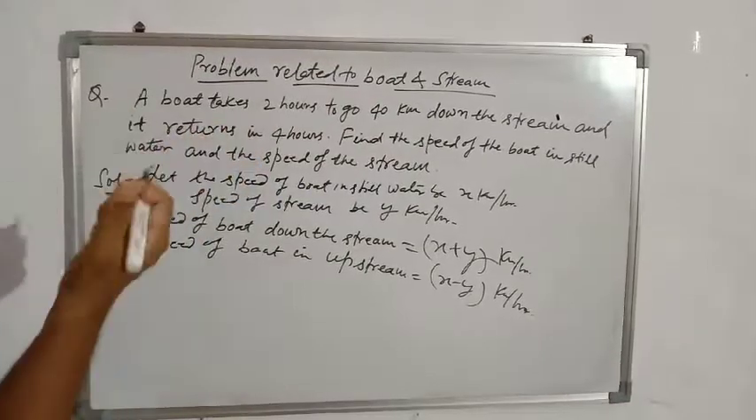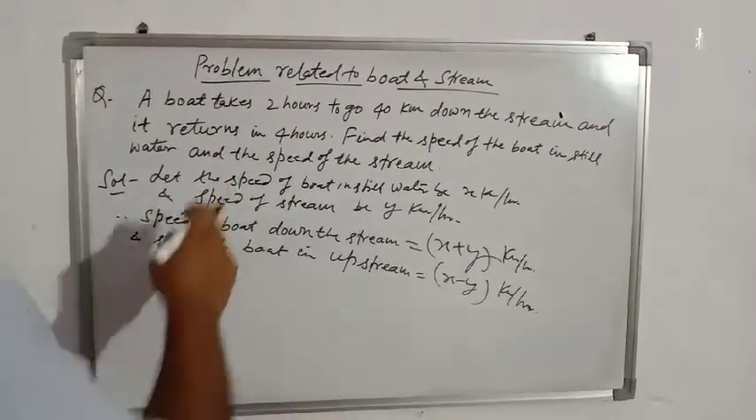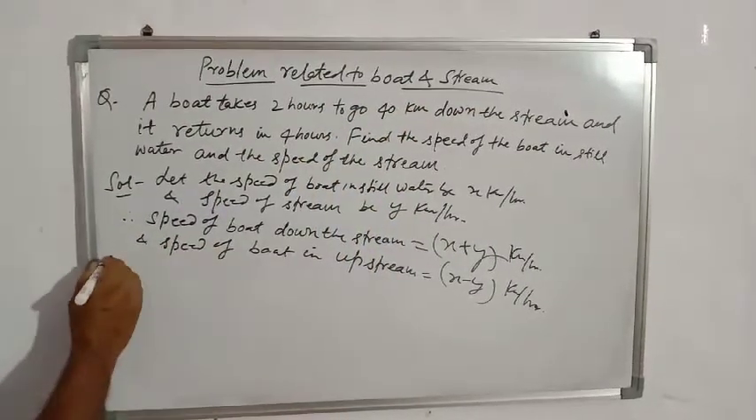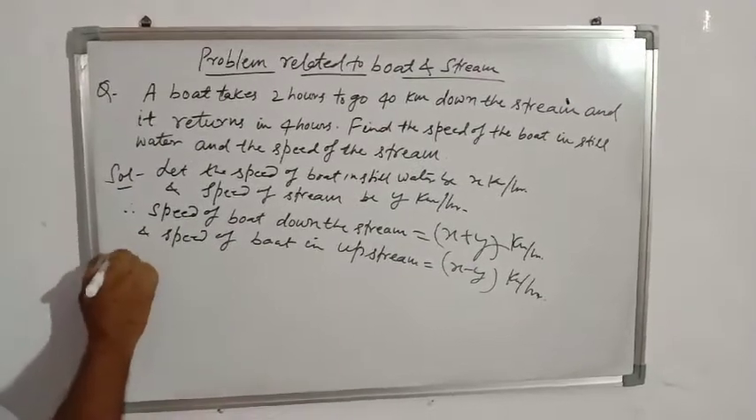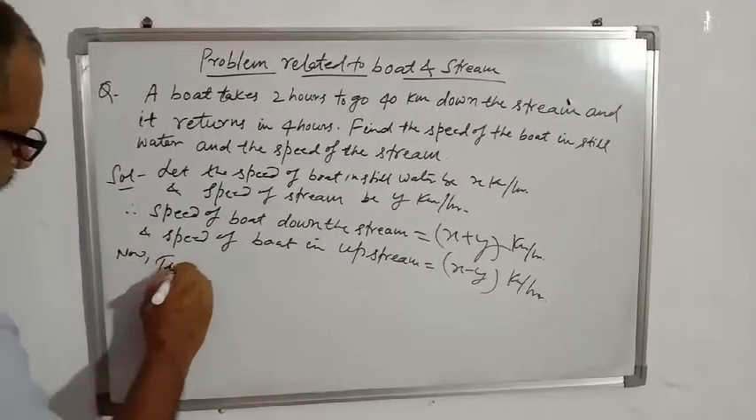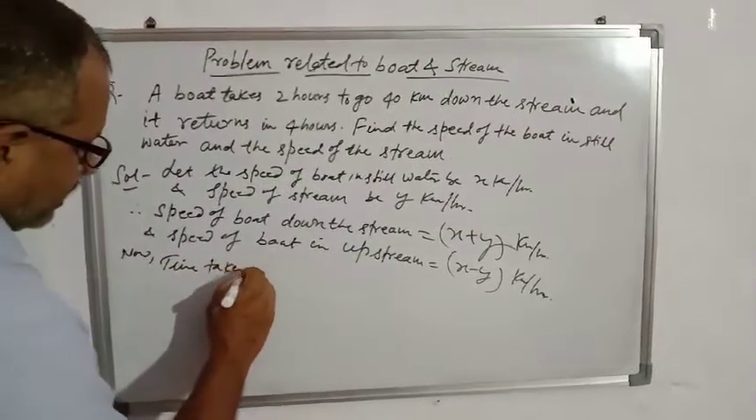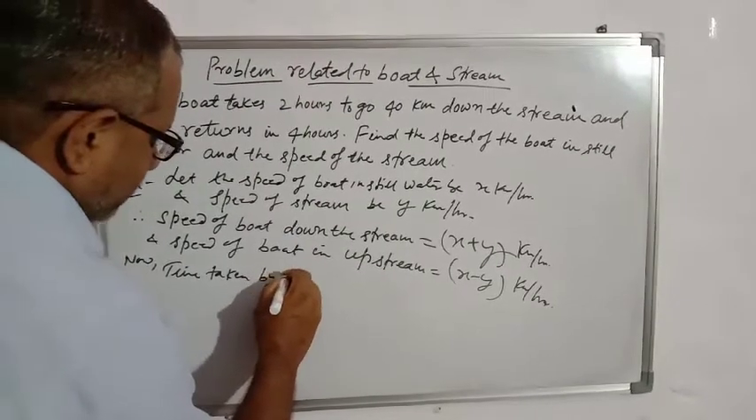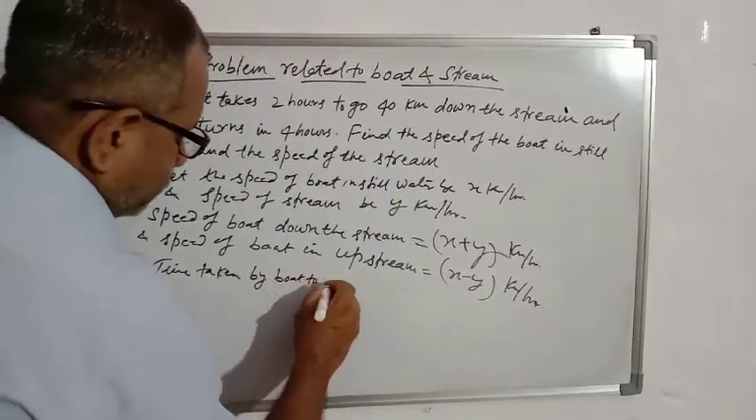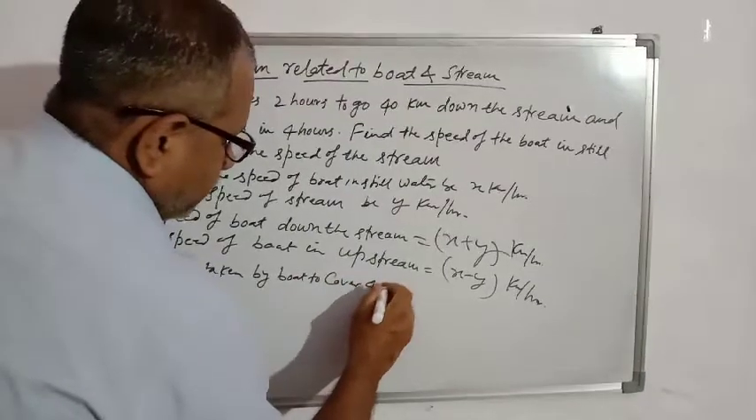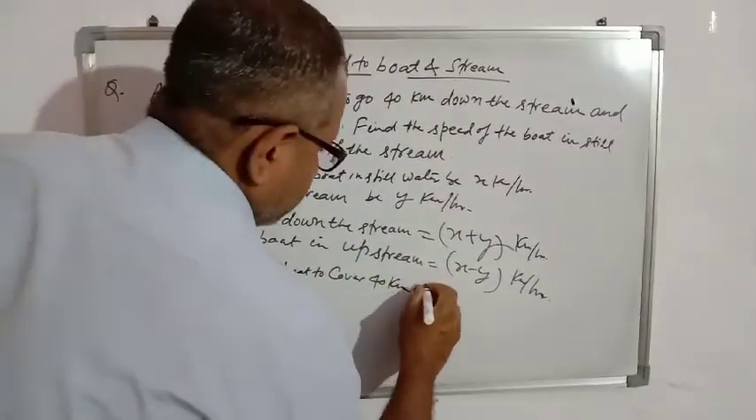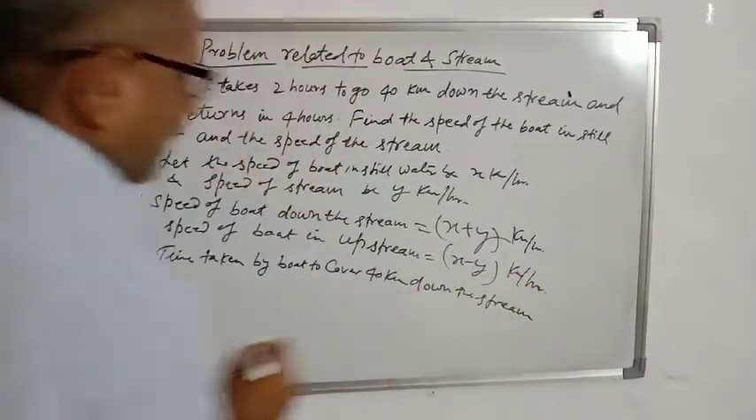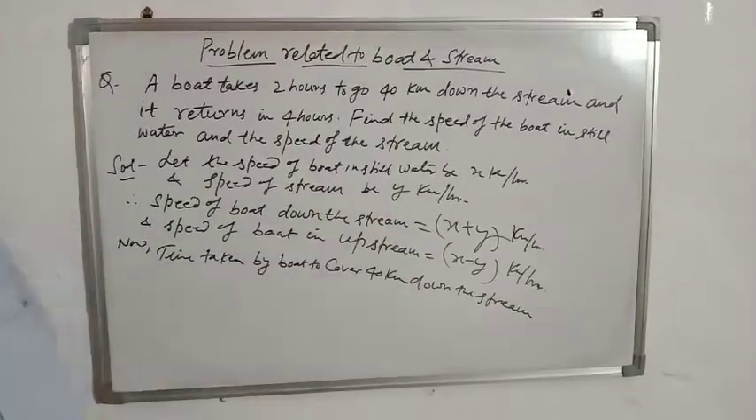Now according to the question, we have to make two linear equations in two variables. A boat takes 2 hours to go 40 kilometers downstream, right? Therefore, now the time taken by the boat to cover 40 kilometers downstream.